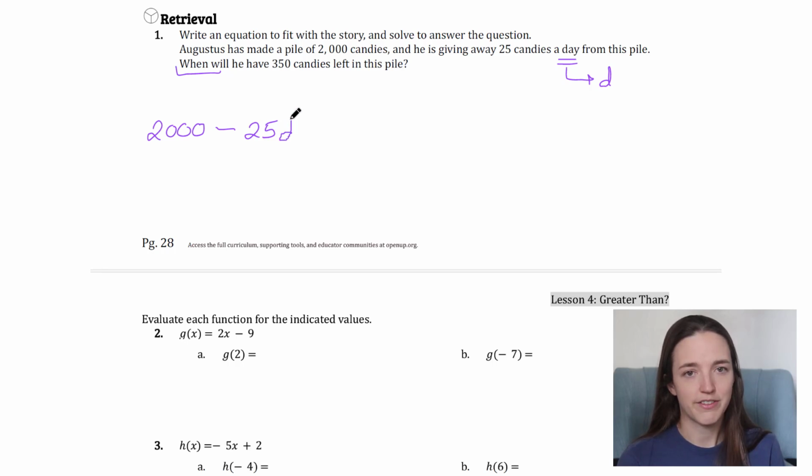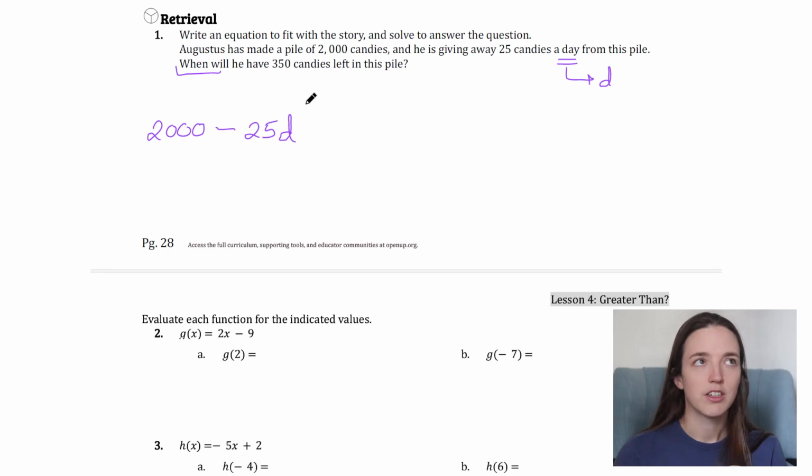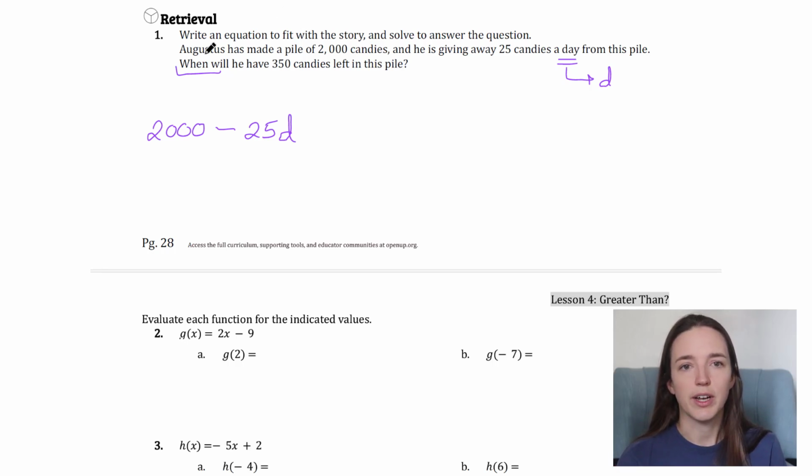So 25 times d. So if d is 1, if it's day 1, he's giving away 25. If d is 2, 25 times 2, he's giving away 50. So it's 25 each day, or each d. Okay, when will he have 350 candies left? So we're wondering when this is finally going to get down to 350. So there's our equation. Now we have to solve.